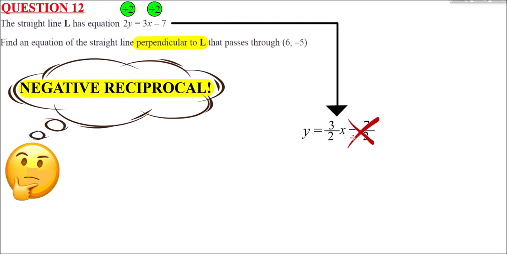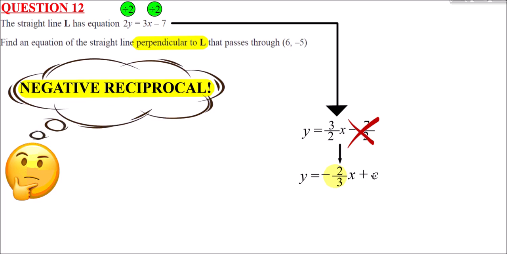We don't know yet what the y-axis intercept of this line perpendicular to L is, so I'm just going to leave that as plus c. So the equation of the line we're trying to find will have this form. Its gradient is the negative reciprocal of the gradient of L, so 3 over 2 becomes minus 2/3. We just need to find where it crosses the y-axis.